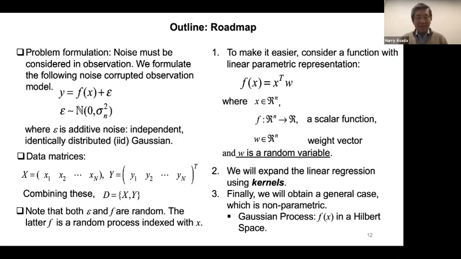The f is a random process indexed with x. So when I write this, don't misunderstand that f of x is a deterministic part plus some random part. No. Both epsilon and f of x are random. f of x is a random process. That's a little bit complicated and a little difficult to conceive. Basically, this is the Hilbert space, an infinite dimensional vector, with some randomness.